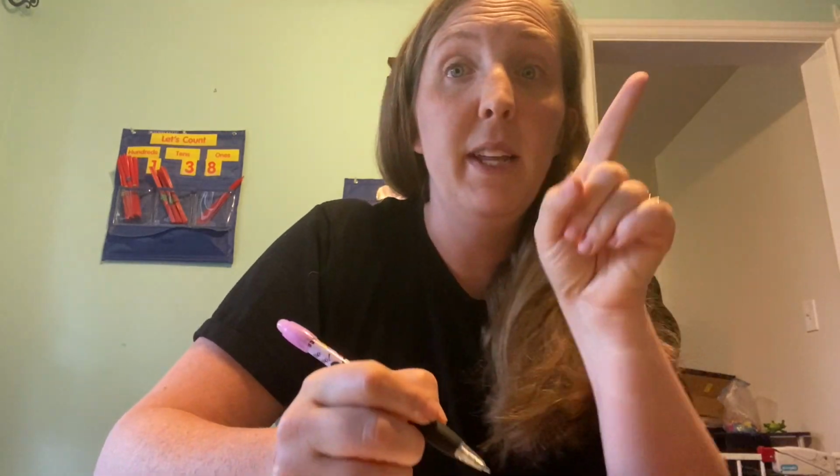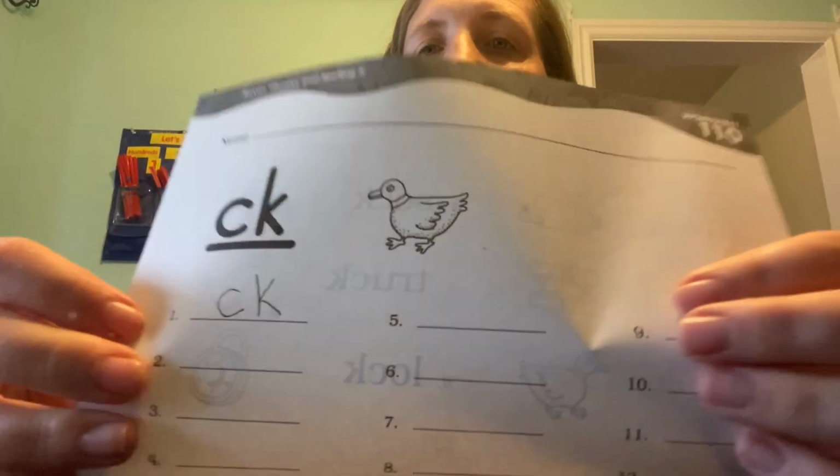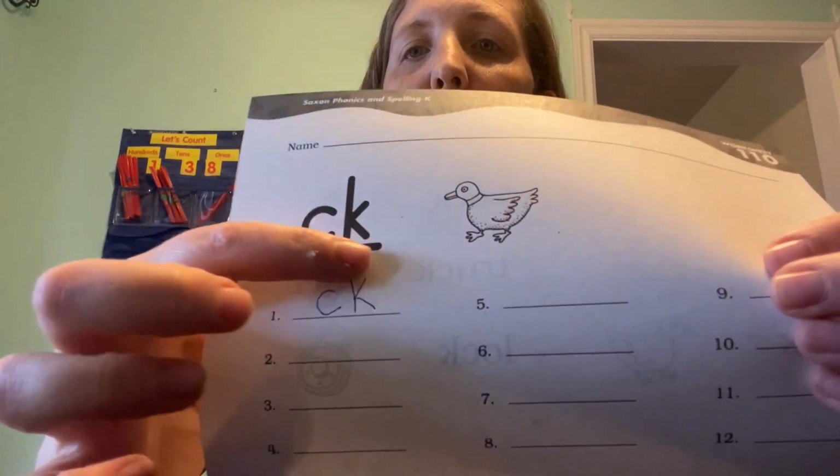On number one, please write the letters together that make a k sound. It always needs to be in the correct order. And I hope that you wrote the letters C-K. C-K, it can't be K-C, it always has to be C-K. All right, the rest of them I'm not even going to show you, okay?